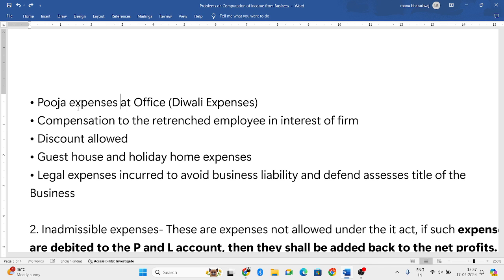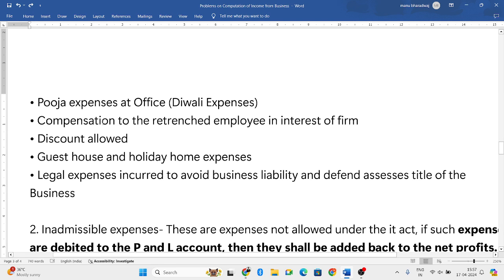Next is legal expenses incurred to avoid business liability and defend the assessee's title to the business. Sometimes if there are any court proceedings, someone has put a case against your business, so you reach out to a lawyer, you want some person to argue for you in the court. Such legal expenses will be considered admissible expenses.